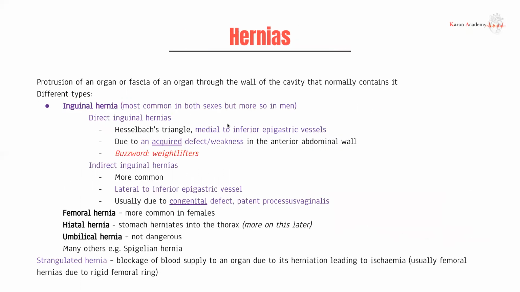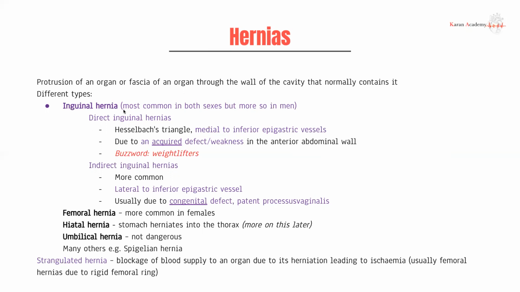So let's talk about the hernias. What is a hernia to begin with? So it's a protrusion of an organ or fascia through the wall of a cavity that doesn't normally contain it. The most common one that you're going to come up with is an inguinal hernia. It's common in both sexes, but more so in males. Sorry, this should have said more. That doesn't make any sense.